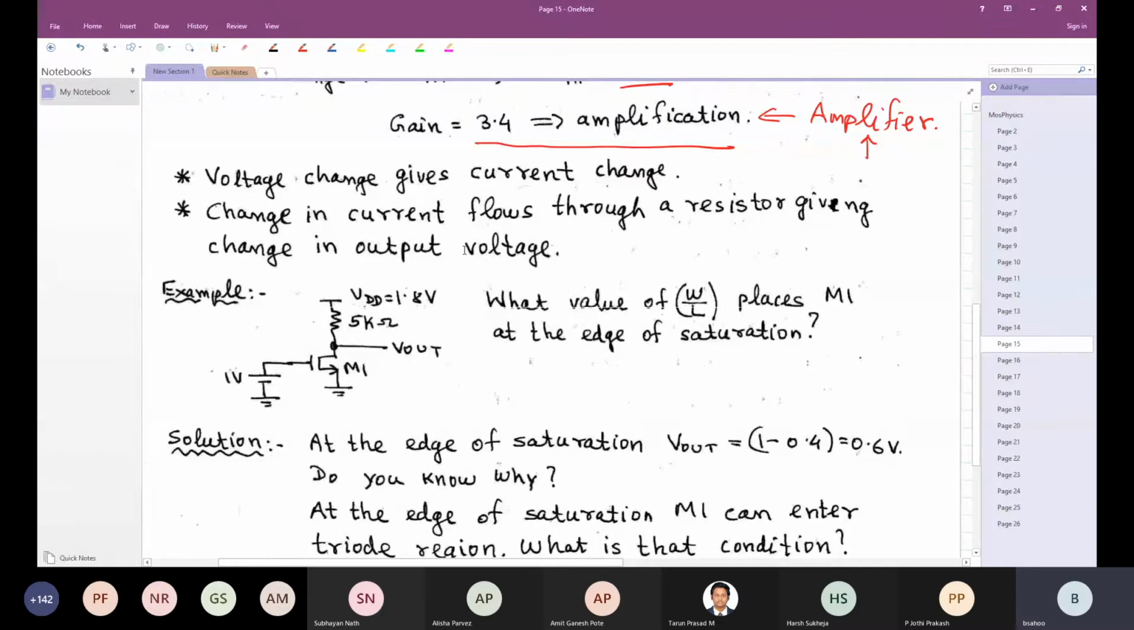And sometimes we want a current input and a voltage output. That time we'll do something else. And sometimes we want a current input and a current output. We'll do something else. We'll discuss all these different amplifier topologies: voltage in, voltage out; voltage in, current out; current in, voltage out; and current in, current out. So this is a voltage amplifier.